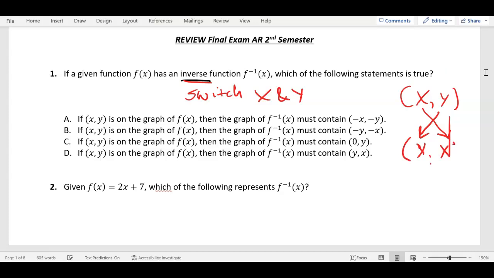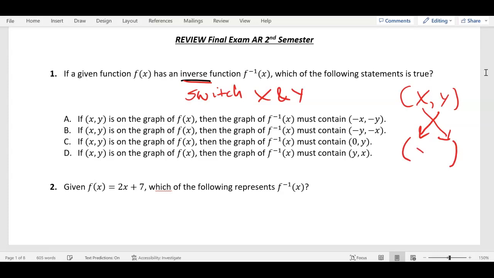Oh my gosh, let me get a new pen. Hopefully this one works better.